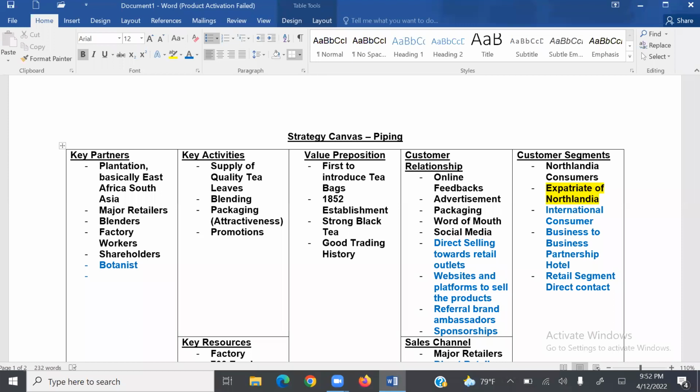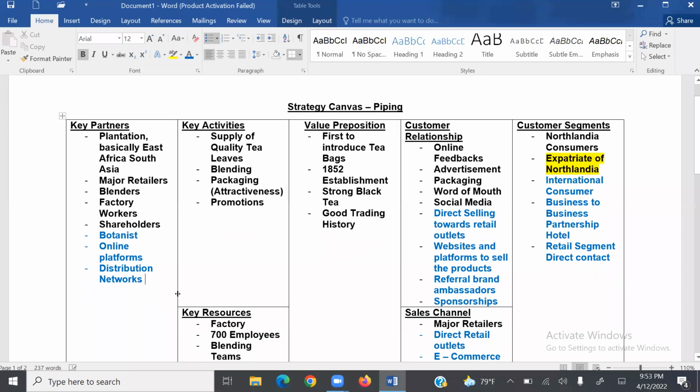And the other thing we can just say is online platforms. We can partner with the online platforms as well, because that can give a better reach for the production also. And another thing that we can generally consider is, for example, the distribution network. So I'll write down here distribution channels, distribution network, when we are becoming an international organization. So that is one key partner that we can consider.